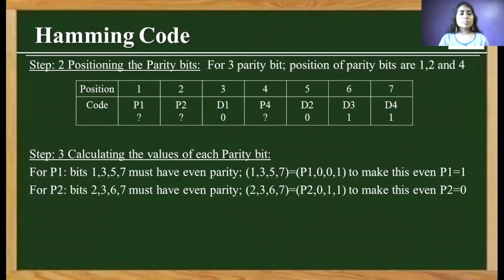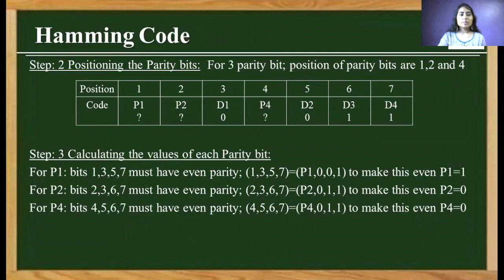For P2, bits number 2, 3, 6, 7 must have even parity. So let's check 2, 3, 6, 7. At position 2, we have P2. At position 3, we have a 0 bit. At position 6, we have a 1. At position 7, we have a 1. So now to make this combination for 2, 3, 6, 7 even, P2 has a value of 0, to make an even number of ones. So here we have P2 equal to 0.